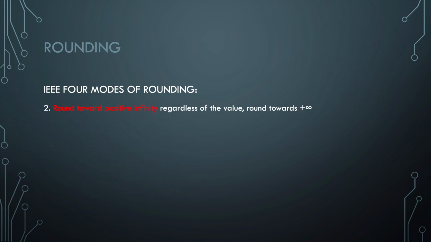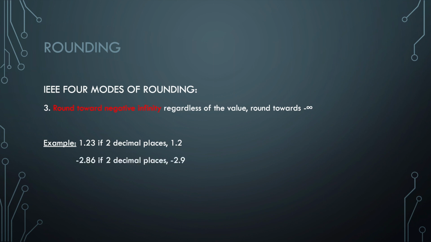The second mode of rounding is rounding toward positive infinity, regardless of the value. For example, 1.23 rounded toward positive infinity is 1.3, and similarly minus 2.86 is minus 2.8. The third mode is rounding toward negative infinity, also regardless of the value. For example, 1.23 is rounded to 1.2, and minus 2.86 is rounded to minus 2.9.